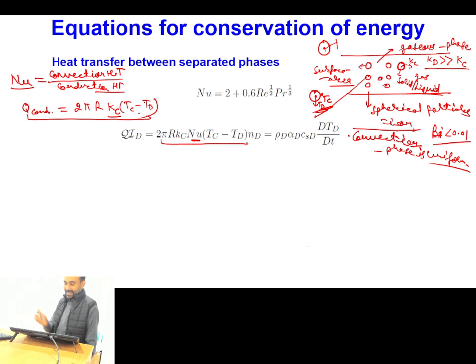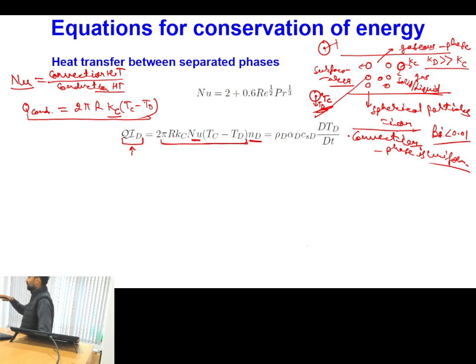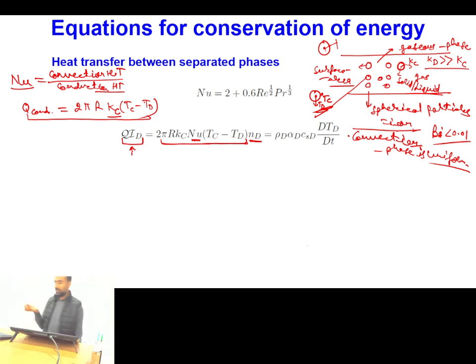But one important point, when I am calculating this heat transfer, this is from a single particle. If I am having ND number of particles per unit volume, then the total heat transfer from all particles will be the heat transfer from a single particle multiplied by ND. Is this one clear? And this I can simply call nothing but the amount of heat added to the dispersed phase by the surrounding continuous phase. So I can call it QID.